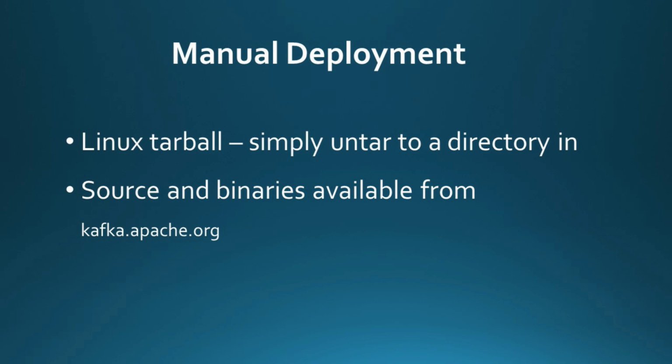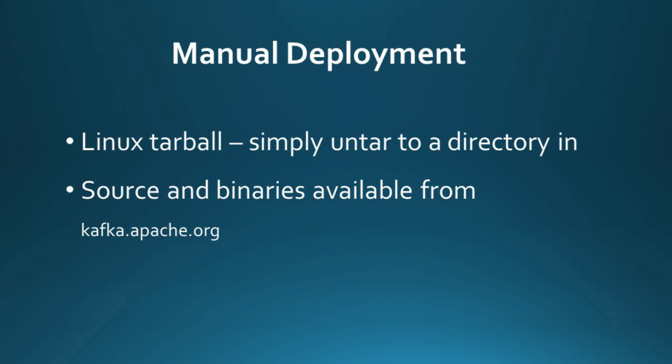It's also completely possible to use a manual deployment. So if you're not using Puppet or Chef or Ansible or something else to drive your deployments, and you don't want or need to have an RPM, then you could also just download the tarball from the Kafka Apache org website, untar it to a directory, and you're ready to go.